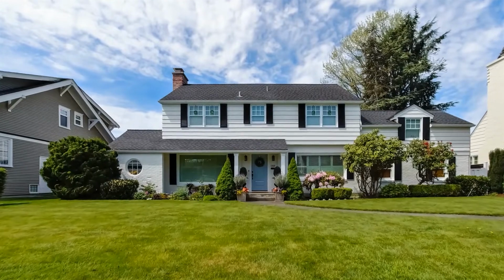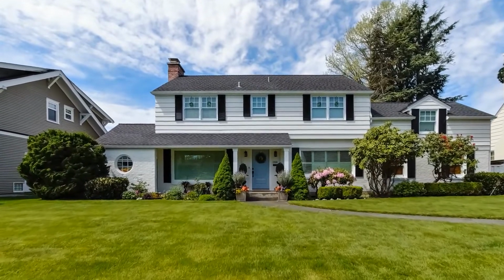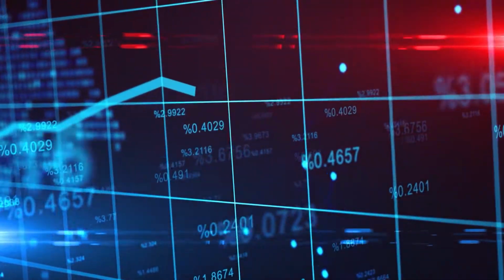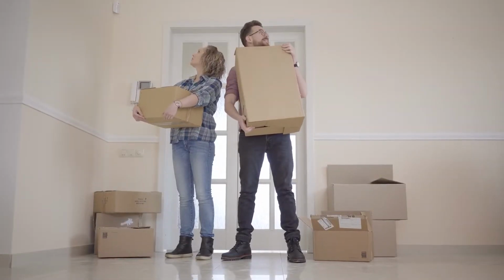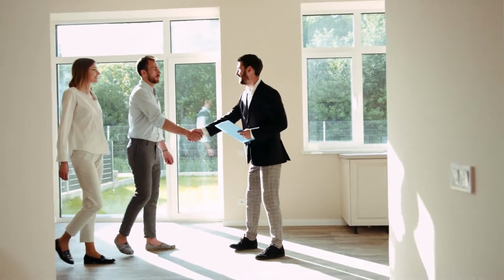If you're thinking of buying a home, you may want to do it sooner rather than later. That's because mortgage rates are expected to rise along with interest rates. But don't let that rush you into a decision. Make sure you still shop around for the best deal.